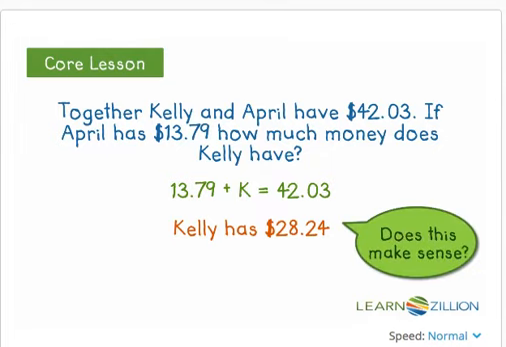But does this make sense? We know that together April and Kelly's money should equal $42.03. So, does $13.79 plus $28.24 equal $42.03? It is, so our answer would be correct.